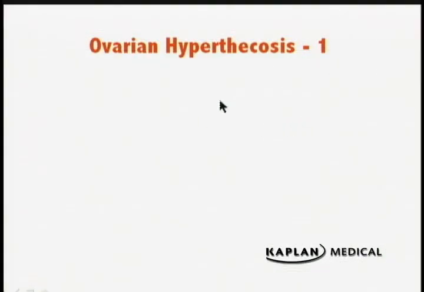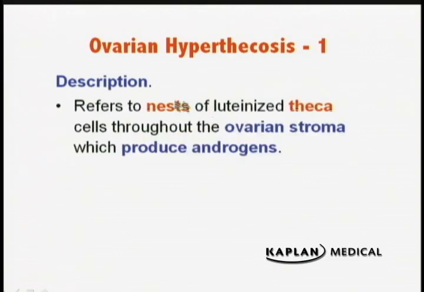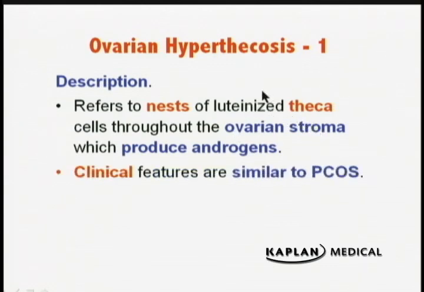Ovarian hyperthecosis. This is another physiologic enlargement of the ovary. This refers to nests of luteinized thecocells throughout the ovarian stroma which produce androgens. Remember, it is the granulosa cells that produce estrogens. It is the thecocells which produce the androgens. Now, these are not thecocells in the follicles because many of these women are postmenopausal. They can be in the ovarian stroma and still produce androgens.